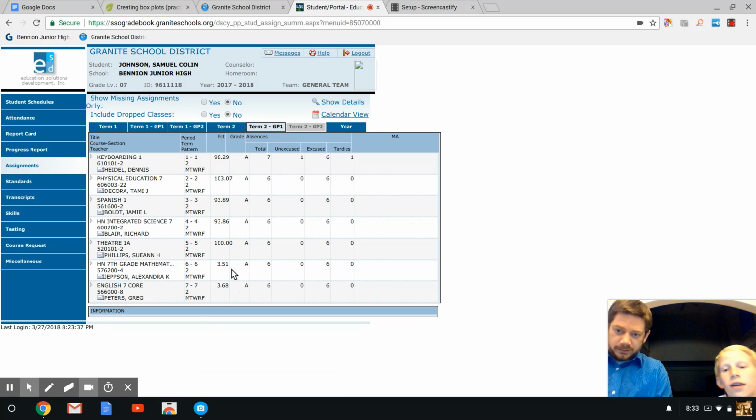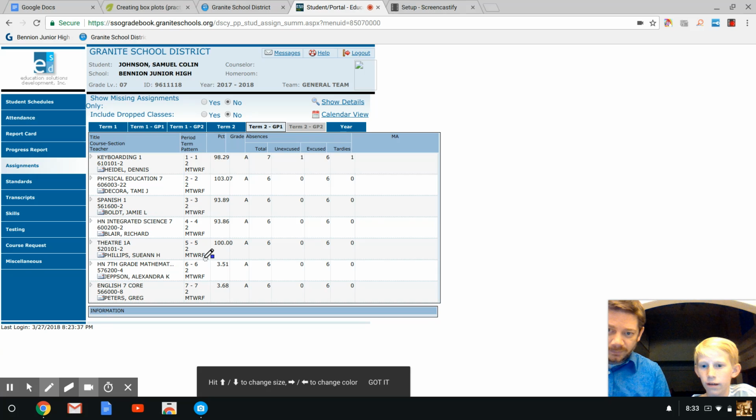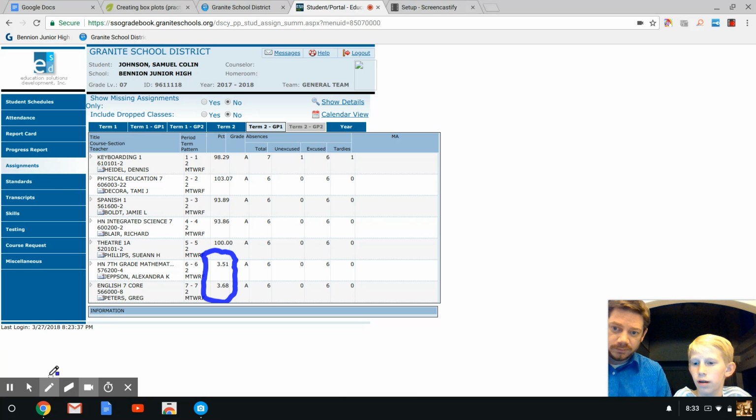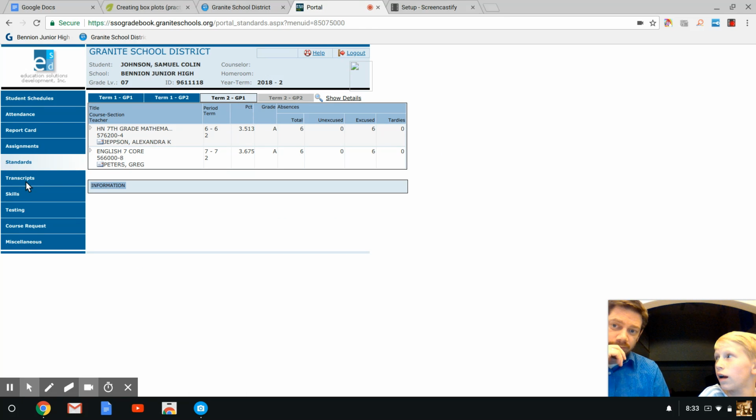Oh, so this right here, these two, are part of the standards-based grading. There's a standards tab right here. But normally a 3.51 wouldn't be an A, right? Yes, but in standards-based grading, let's go to the standards tab. In standards-based grading, a 3.5 to a 4 is above proficient. So not just an A for effort, but above proficient means that I'm excelling.